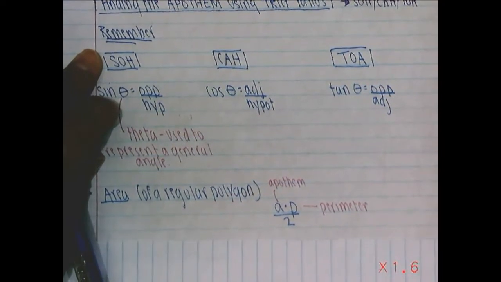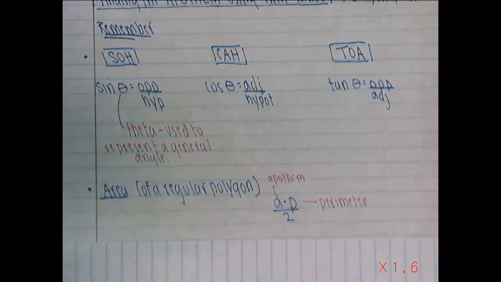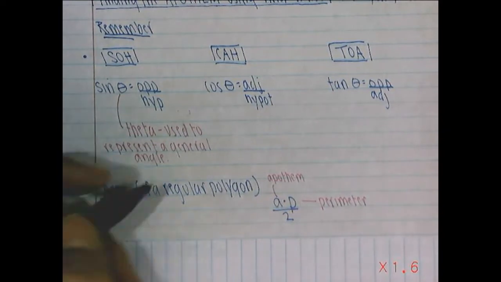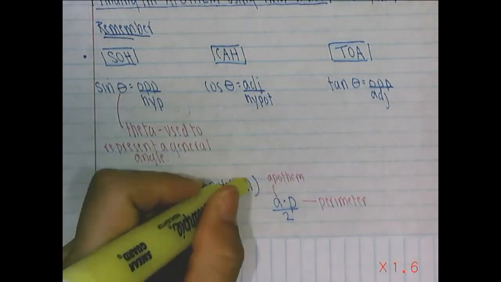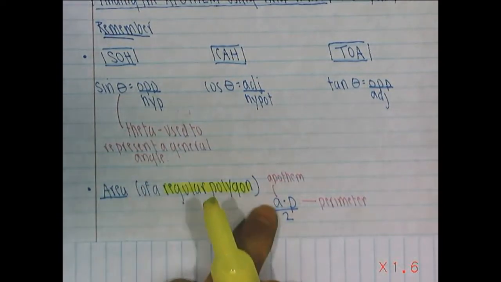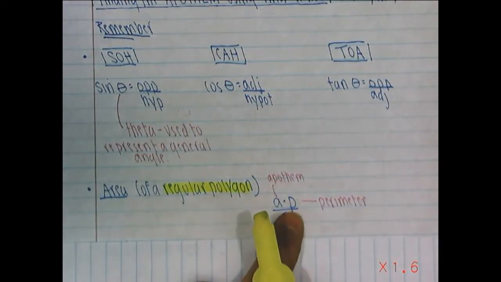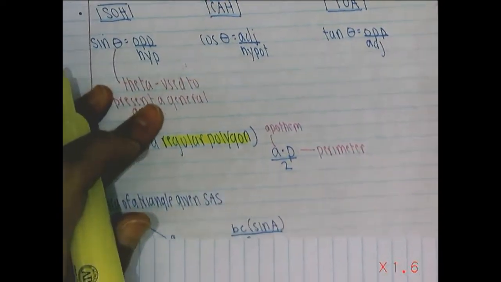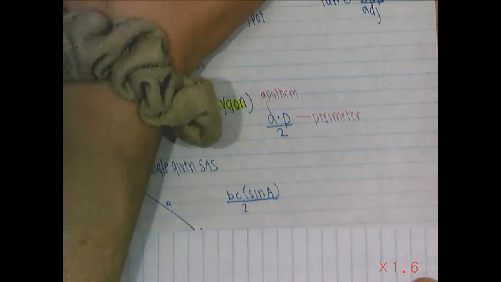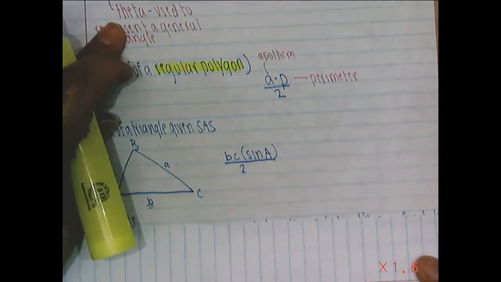And then let's remember that when we're finding the area of a regular polygon, it must be a regular polygon or this will not work. We're going to take your apothem, multiply it by your perimeter, and divide by 2. That's your formula.